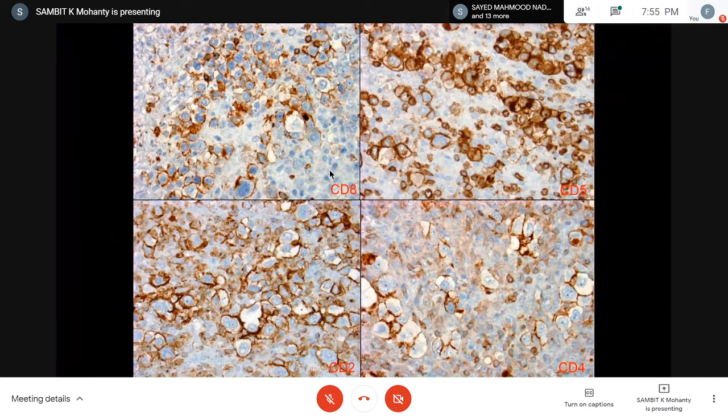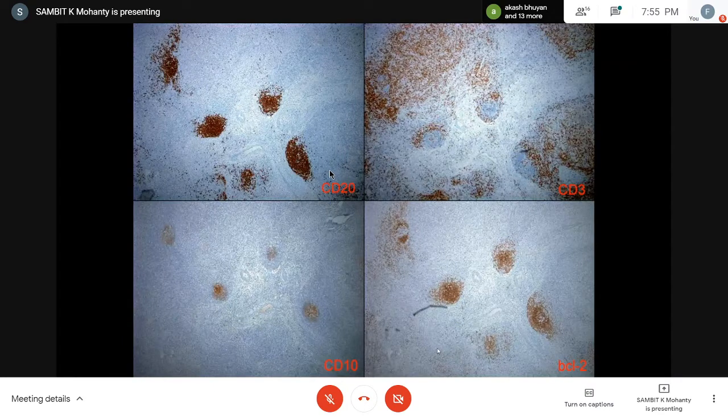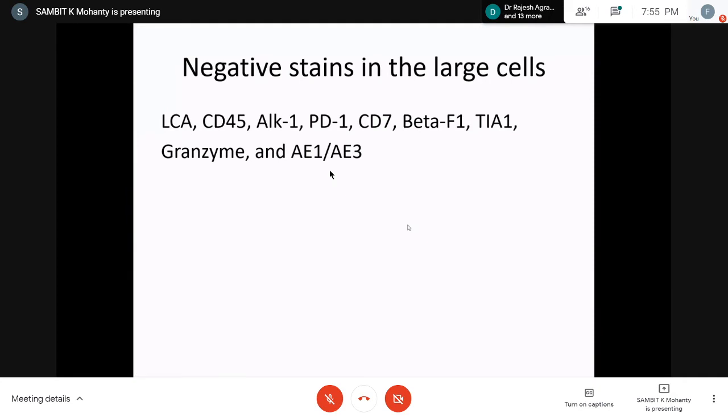So these large cells are positive for T cell antigens, except for CD7. They're positive for CD5, CD4, CD2, and CD8, and they're positive for CD3 as well. Changing after that to the nodule or the follicle, the type of follicle with that concentric pattern expresses BCL2 in the center. They're positive for CD10 and CD20. The large cells are negative for LCA, ALK, PD1, CD7, beta F1, TIA, granzyme, and pancytokeratin.